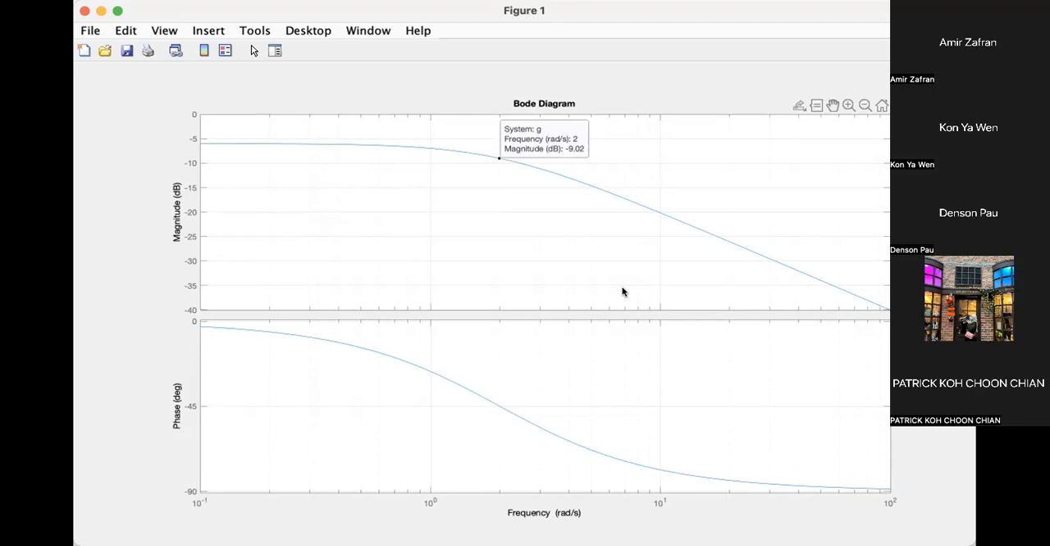Nur Atika, what is the value of phase at 2 radian per second? How to find it? Scan. Use the same method. Okay, scan.